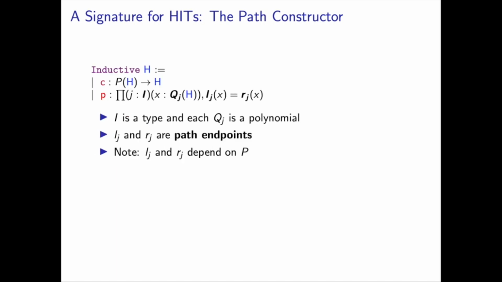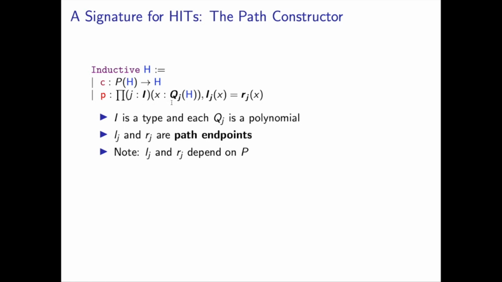We have codes for the identity polynomial, constant polynomial, sums, and products. Next, we look at the path constructor, and note that this one can make use of C. If you look at the type of the path constructor, you can see that it consists of several pieces of data. First of all, we have the type I.